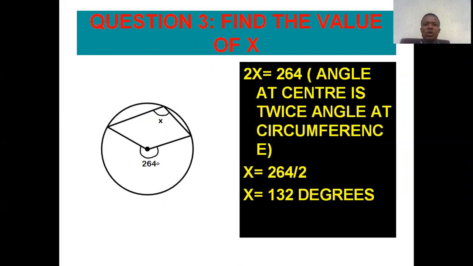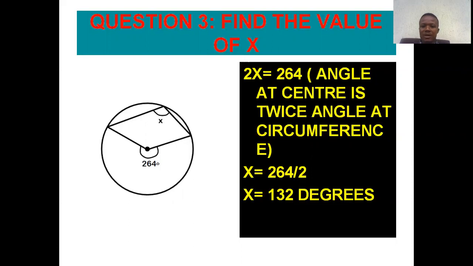All right, question number 3 says, find the value of x. The x is the angle at the circumference, while 264 degrees is the angle at the center. Remember that our theorem is telling us that the angle at the circumference is twice the angle at the center. So double the angle at the circumference, you will get the one that is at the center.